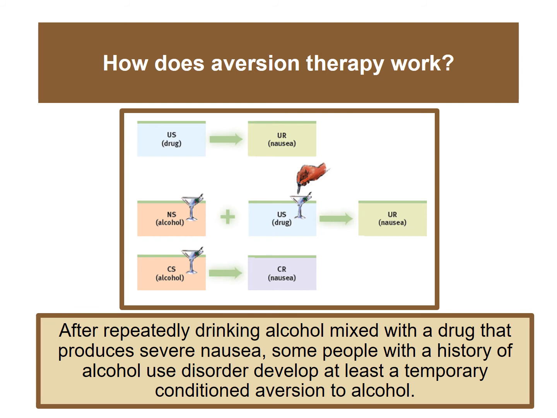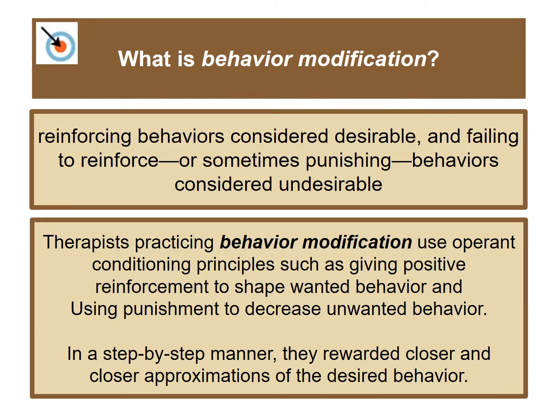So if you look at the diagram, we have unconditioned stimulus produces unconditioned response: drug, nausea. And moving down, we've got alcohol plus drug equals nausea. And then moving down one more, we now have the conditioned stimulus, alcohol, producing the conditioned response, nausea, that we wanted, so that that person no longer drinks because they associate alcohol with being nauseous.